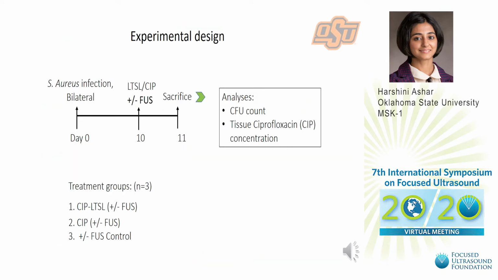Thereafter, for the experiment, we infected rats bilaterally. 10 days later, we treated with FUS and antibiotic, and 24 hours later, tissues were harvested for CFU counts and tissue Cipro measurement. Our groups for comparison were CIP-LTSL, free Cipro, both with and without FUS, and the FUS control group. Each animal served as a non-heated internal control.